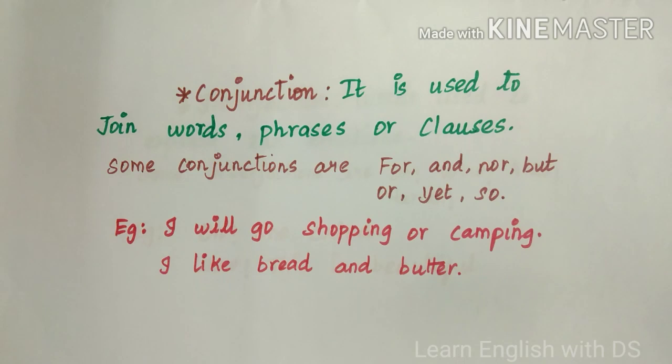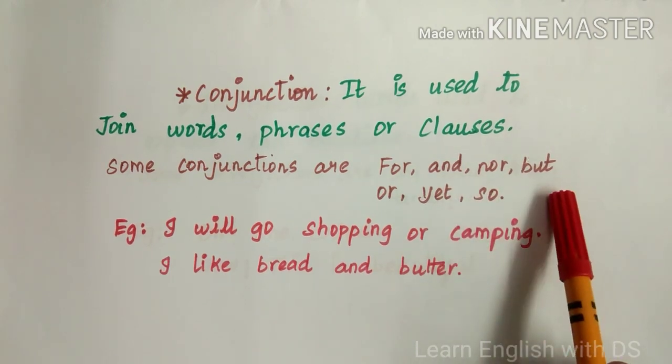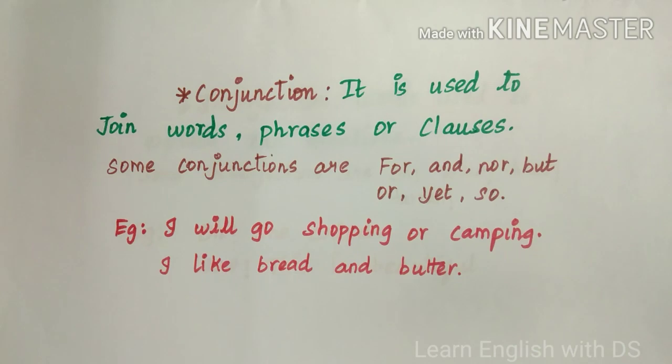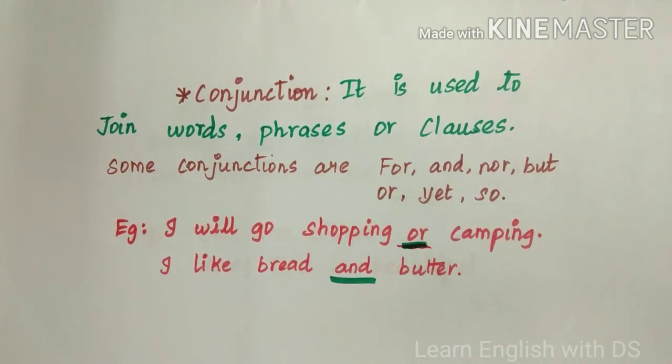The next thing is conjunction. It is used to join words, phrases or clauses. Conjunctions are also called connectors. Some conjunctions are for, and, nor, but, or, yet and so. There are lots of conjunctions in English, but these are the main conjunctions. Now let's look into the examples.